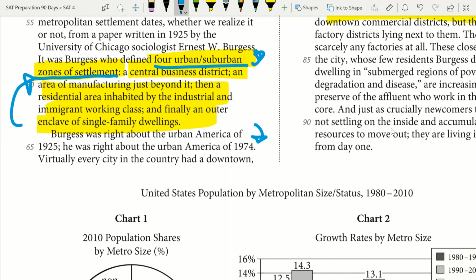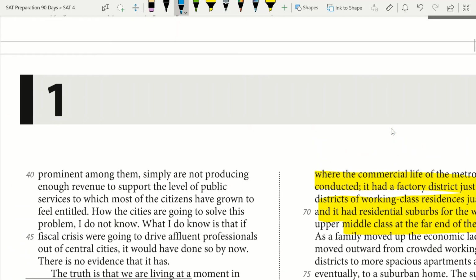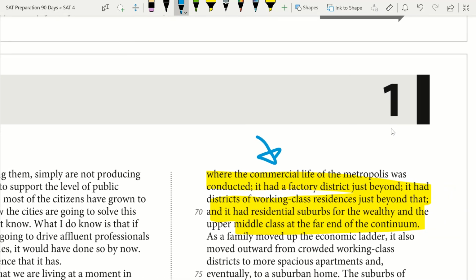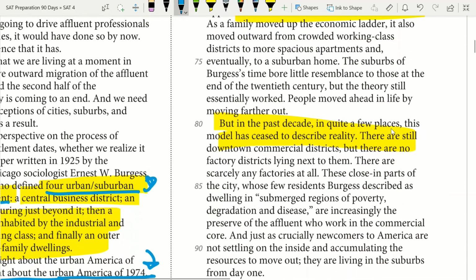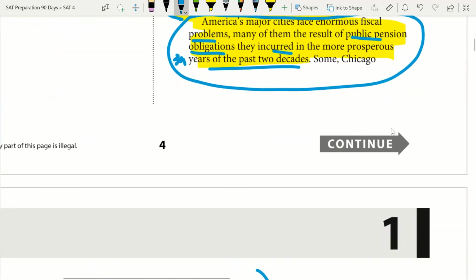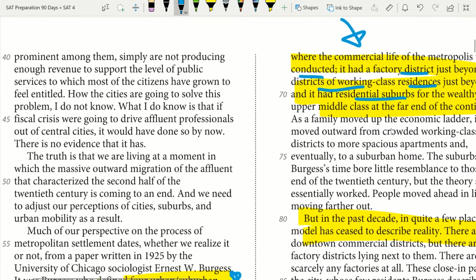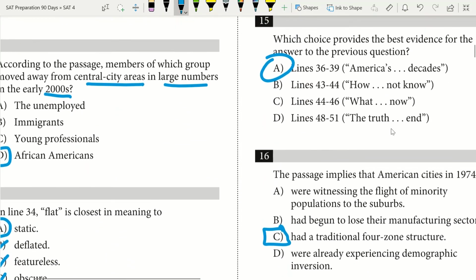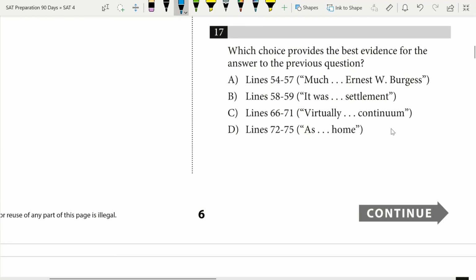I see that we talk about it after this sentence right here that I'm underlining in blue. So we talk about virtually every city in the country. Obviously we're talking about, at that time, virtually every city in the country, where the commercial life was conducted, it had a factory, it had districts of working class residences, and it had residential suburbs. So that's showing our 4 areas there. It looks like that lines up to lines 66 to 71, so my answer for 17 would be C.